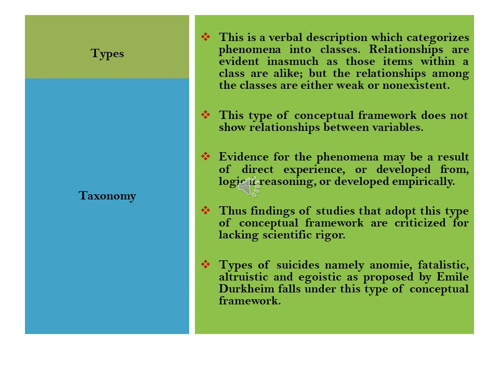Taxonomy basically is a type of conceptual framework that relies on verbal description and which categorizes phenomena into classes. The relationships that exist in this type of conceptual framework are outlined, even though they may not have been those that have arisen through empirical inquiries, that is, through scientific studies. And therefore, this type of conceptual framework does not show relationship between variables.